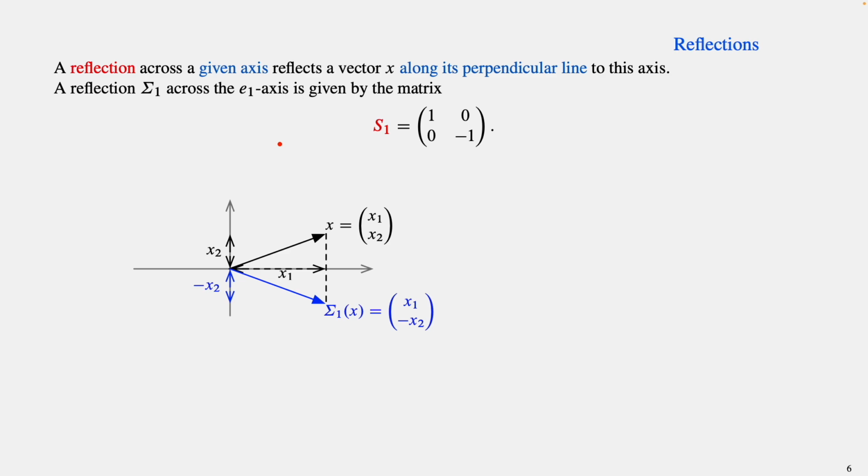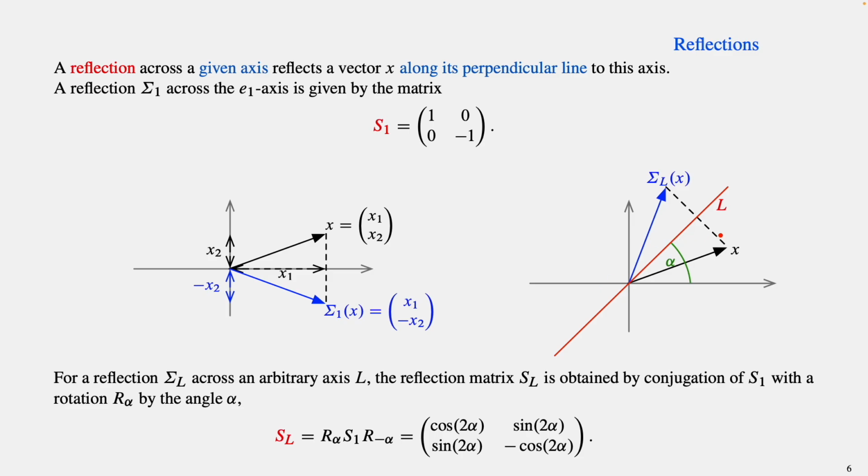A reflection across some given axis, some line in the plane, reflects vector x along the perpendicular line to this axis. So, for example, if we take the E1 axis, just the first coordinate axis here, as our reflection axis, then what it does, it takes a vector x and just mirrors it to the other side of this line. So in this case, it just flips the second coordinate of our vector to the negative of it, while the first coordinate is preserved. And this reflection here is achieved by this simple matrix S1, which you can easily verify. If you multiply any vector by this matrix, then the first coordinate stays the same, and the second coordinate gets sign flipped.